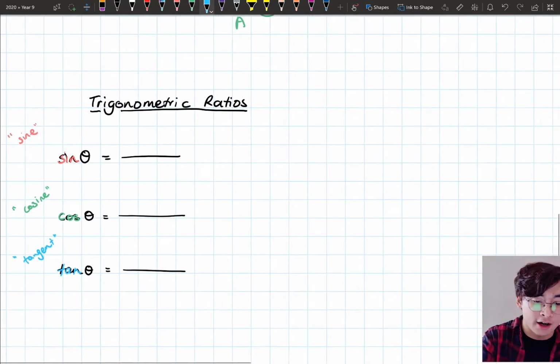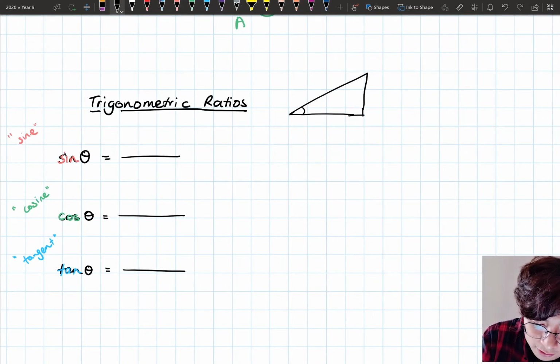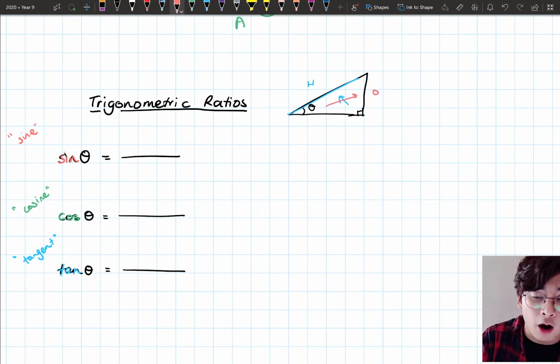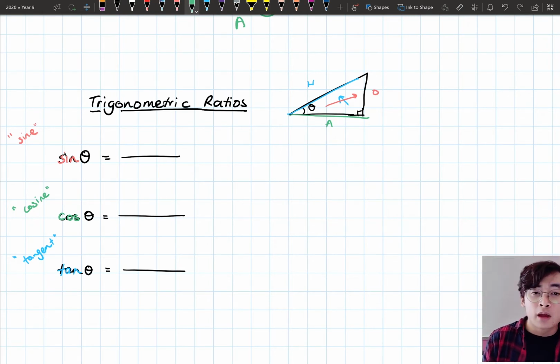So I'm going to draw my triangle again up the top here. I've got my triangle, I've got theta over here, and let's just figure out what the three sides are. I've got my hypotenuse opposite my right angle. I've got on this side my opposite side, opposite my theta. And I've also got on this side my adjacent, which is right next to my theta. Now what trigonometric ratios are is basically for all triangles of a given angle theta.